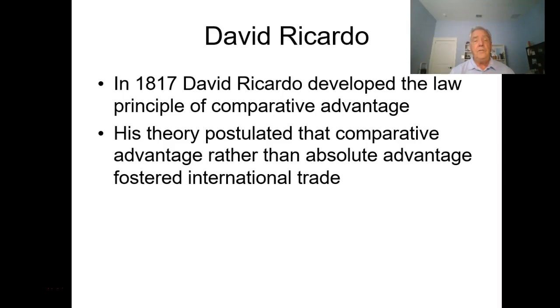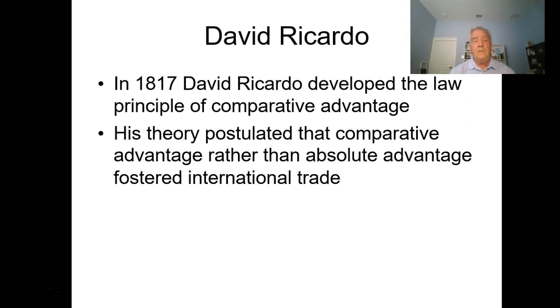So very few countries had absolute advantage in everything. Most countries had comparative advantage in some things. Some countries had comparative advantage in only one thing. Saudi Arabian oil, for instance. So he postulated that this would be the basis for international trade.